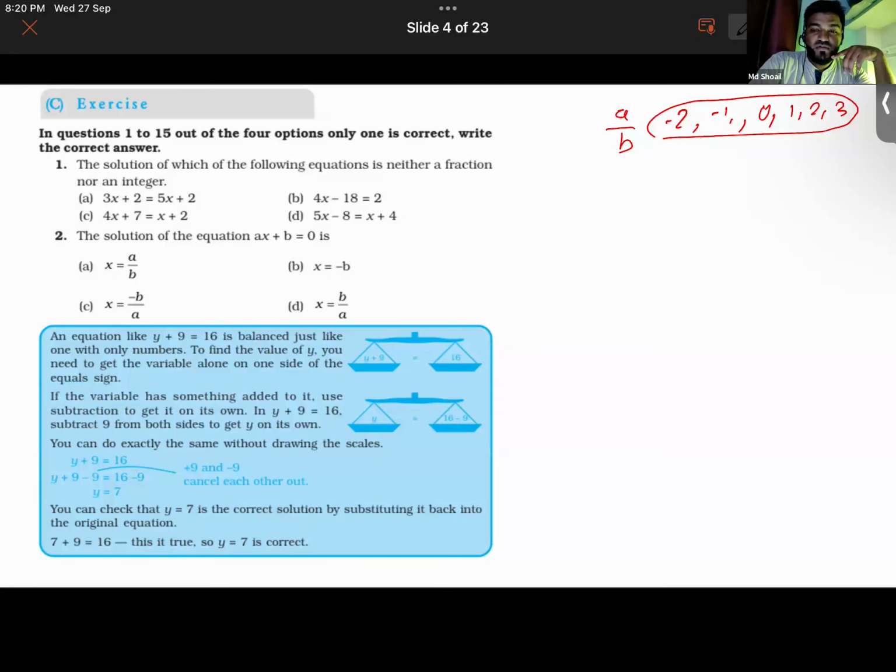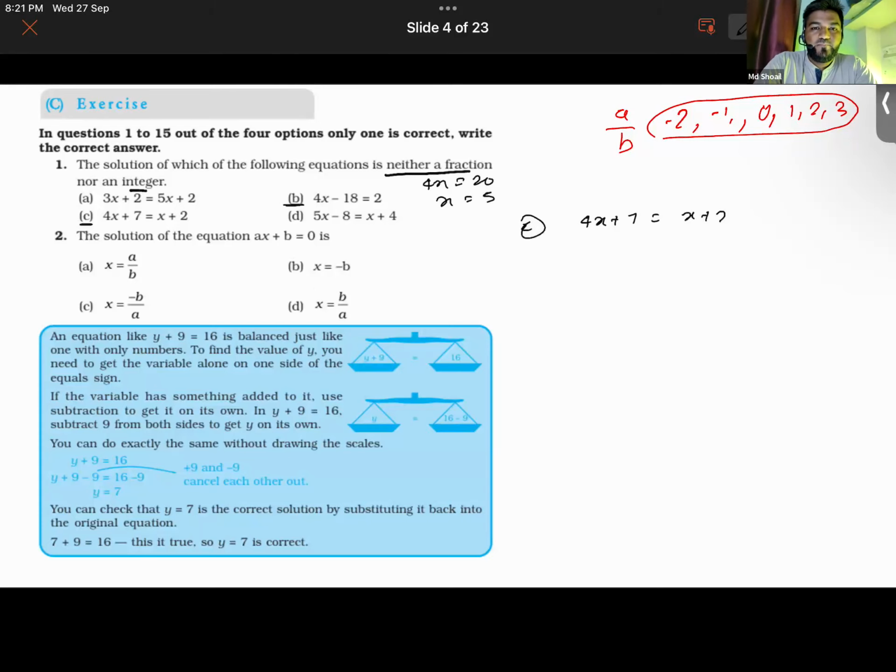Option number C here. Here you see what answer you are getting for option number C, guys. For C, I'm getting 5. 4x equals 20, x equals 5. Okay, now. So that is not our answer, because the question says that the solution of which of the following is neither a fraction nor an integer.